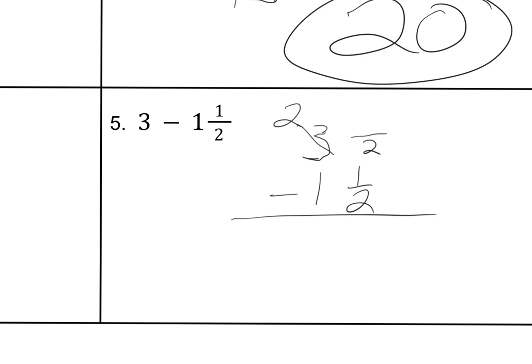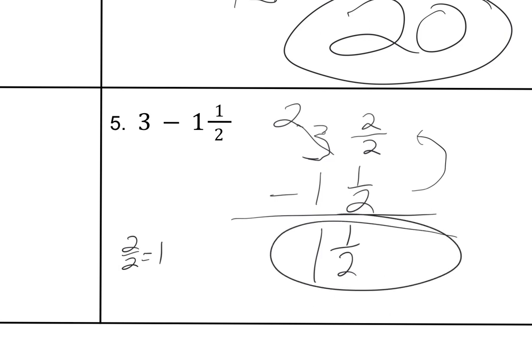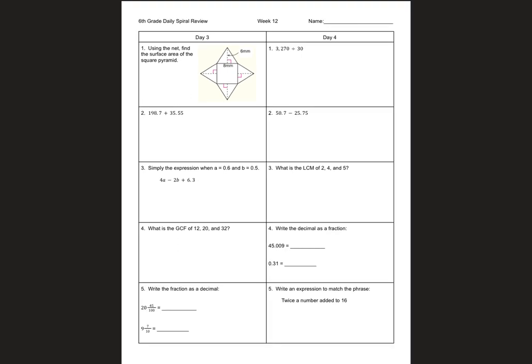I'm going to write the 1 that I borrowed as a fraction. That is 2 over 2, because 2 over 2 is equal to 1. That allows me now to subtract my 1/2 from 2 over 2 because they have the same denominator. So 2 halves minus 1/2 gives me 1/2. 2 minus 1 is 1. And that's day 2. Day 3.